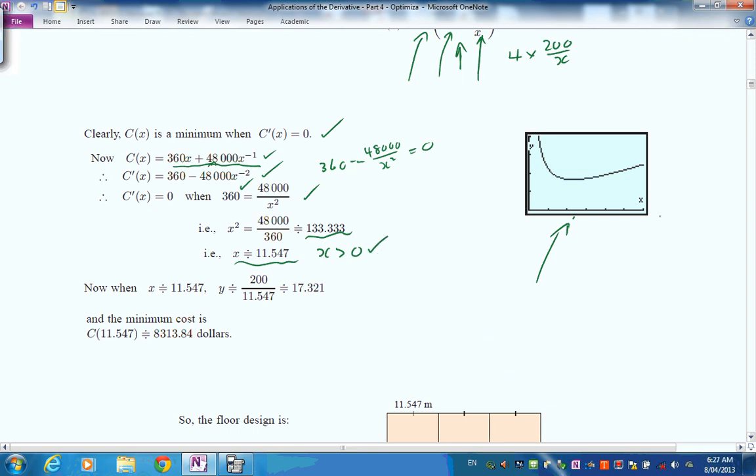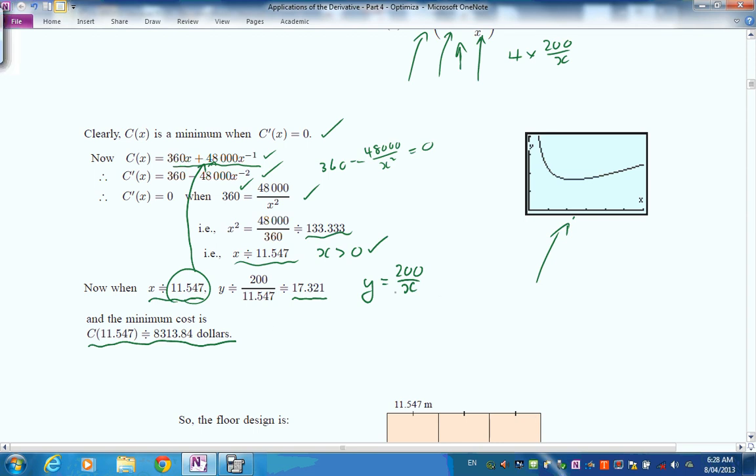So then, if that's the length, what is the y? Subbing it into y is 200 over x. So we've got the dimensions of our shed, and we can work that out. And then we need the minimum cost. So we're going to put 11.547 back in the cost equation, back up there, and find that minimum cost.